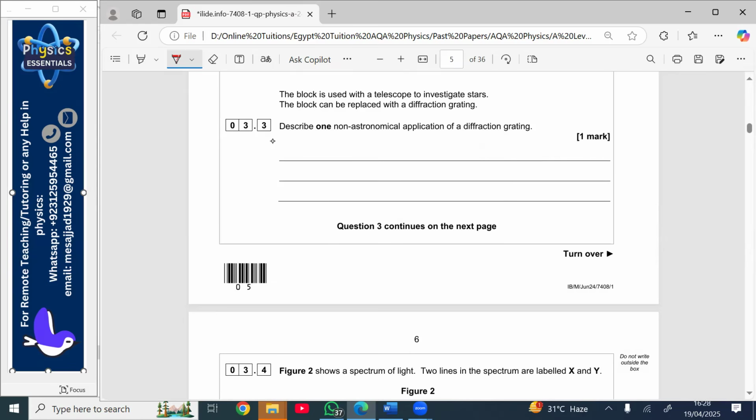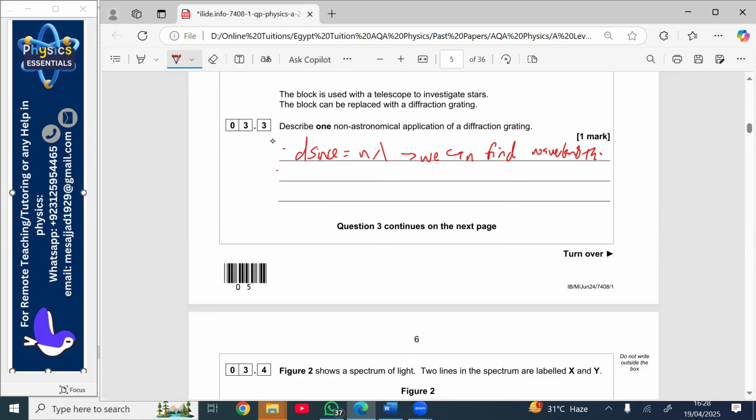3.3, describe one non-astronomical application of diffraction grating. So you can see that d sin theta equals n lambda. And from here, what can you find? We can find wavelength. This is the formula for diffraction grating, right? We can find wavelength.